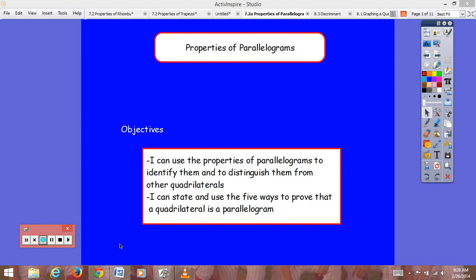So the topic of today's video is properties of parallelograms. Our objectives are: I can use the properties of parallelograms to identify them and to distinguish them from other quadrilaterals, and I can state and use the 5 ways to prove that a quadrilateral is a parallelogram.